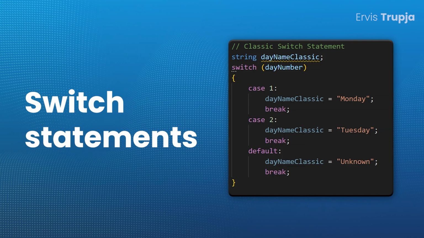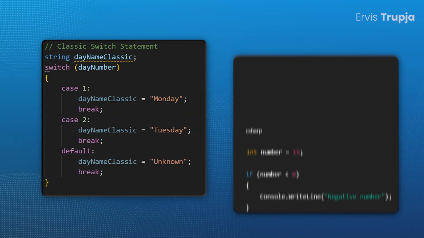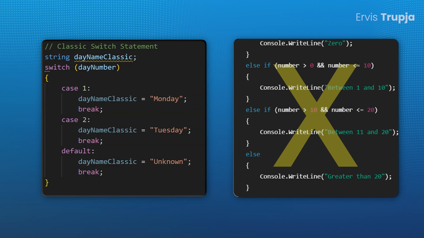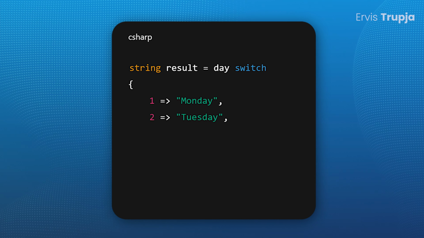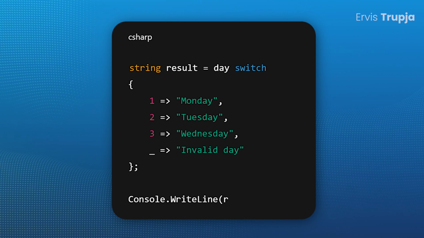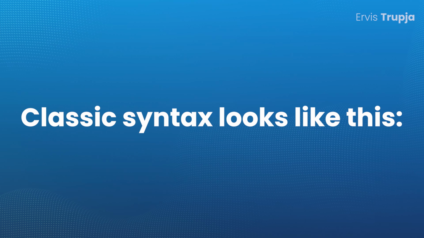Switch statements make your code cleaner by replacing long if-else chains. They are perfect when you want to check one variable against multiple specific values. The classic syntax looks like this.